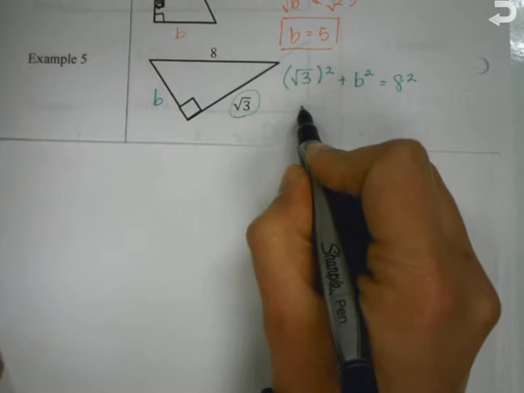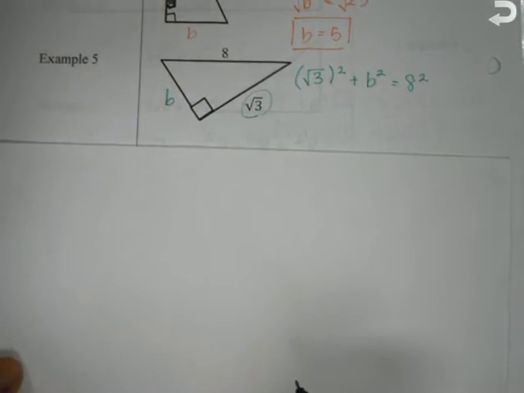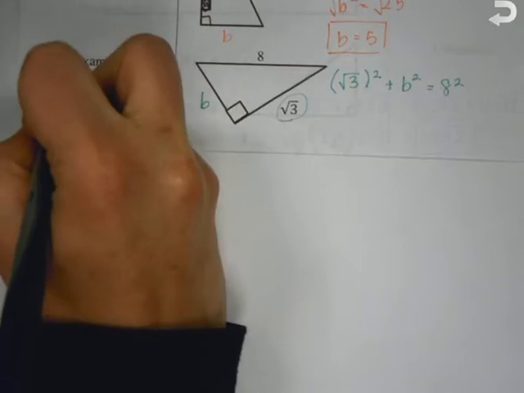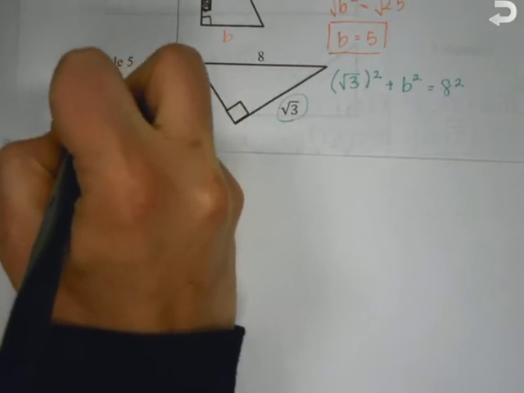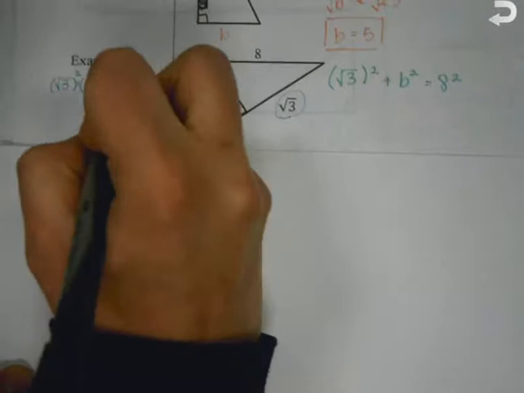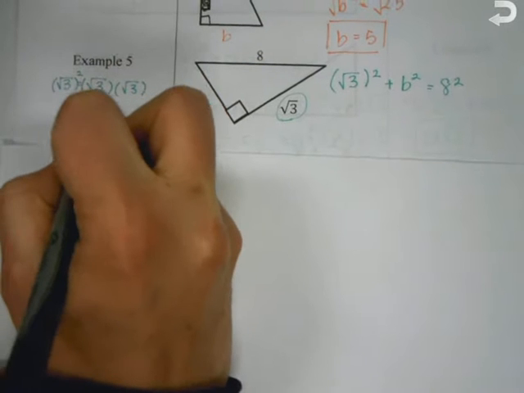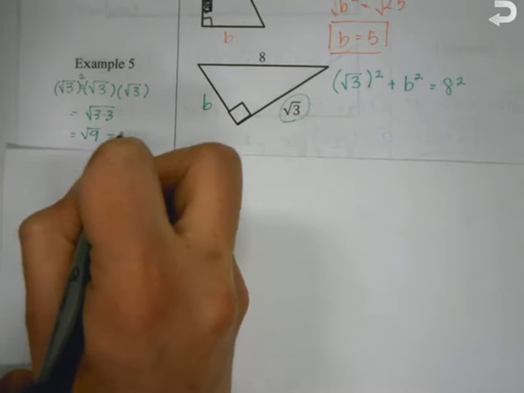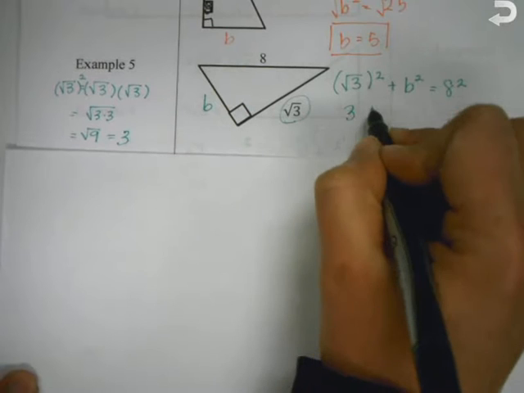Square root of 3 times square root of 3? 9. No. Oh my goodness, guys. Okay. Square root of 3 squared is equal to square root of 3 times square root of 3, which means the square root of 3 times 3, right? Which is the square root of 9, which is, oh my gosh, 3. Just a number inside. Okay? So 3 plus B squared equals 64.